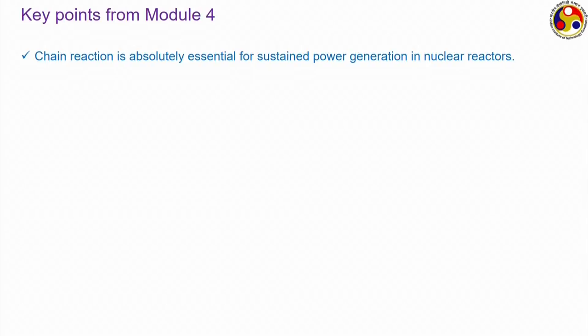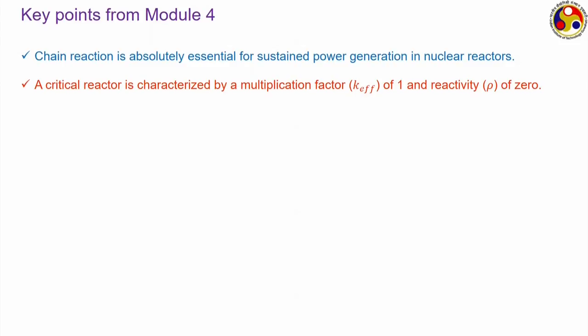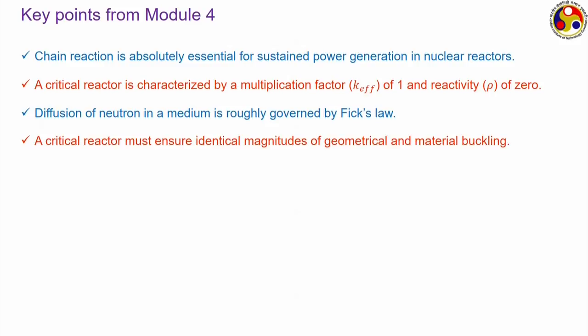So, that takes us towards the end of this fourth module, where we have discussed in detail the chain reaction, and we have understood that it is absolutely essential for sustained power generation in nuclear reactors. A critical reactor is characterized by a multiplication factor of 1 and reactivity of 0. The diffusion of neutrons in a medium is roughly governed by Fick's law. Using Fick's law and neutron balance, we have written the single group neutron diffusion equation, which includes the diffusion term, the neutron production because of fission or an external source, and the absorption term. Then we identified that a critical reactor must ensure identical magnitudes of both geometrical and material buckling, because that is the mandatory condition, or mathematically B g square is equal to B m square.